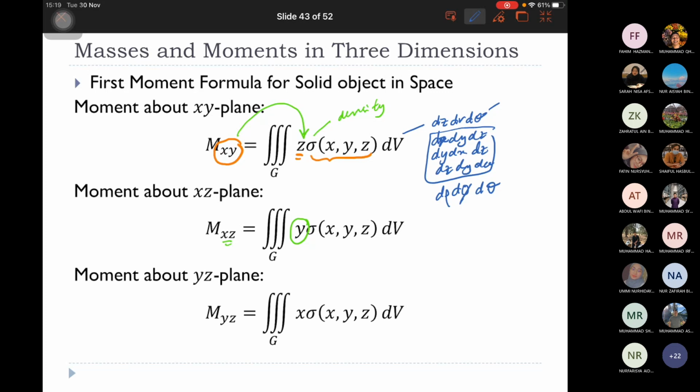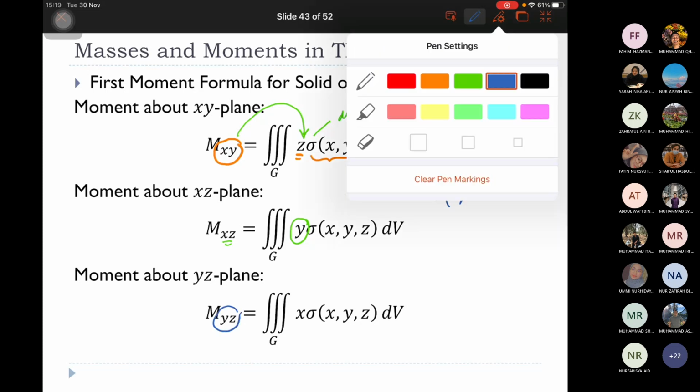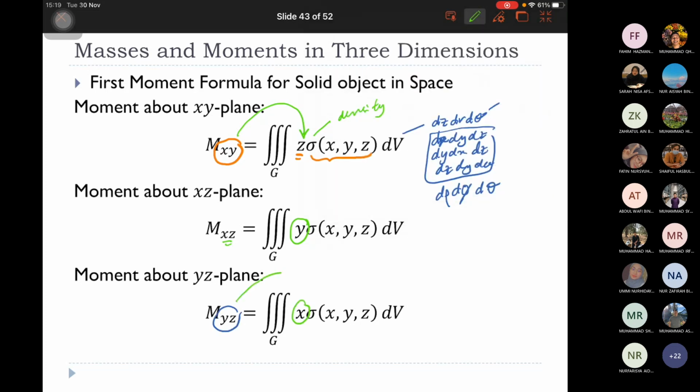So for the moment about the yz plane, we will multiply with the x variable that we are interested in. Then you will have the density. So from here we get the moment about the yz plane. These are all the formulas in finding the masses and moments in three dimensions.